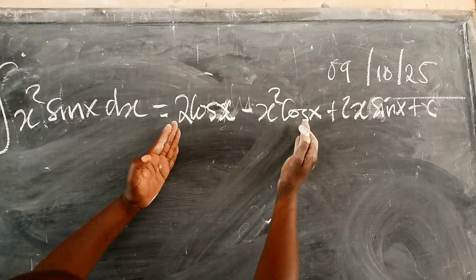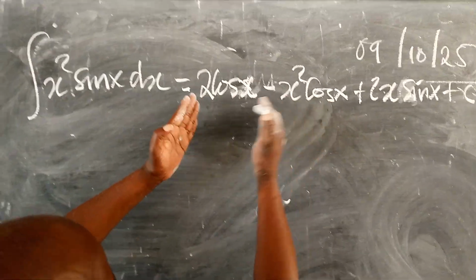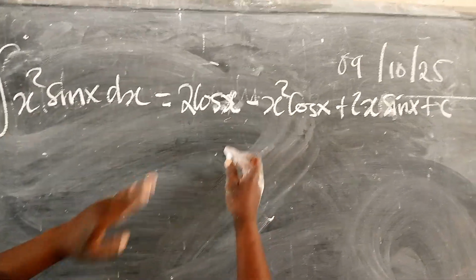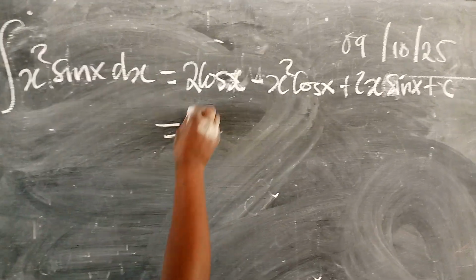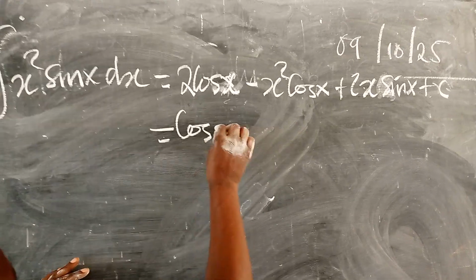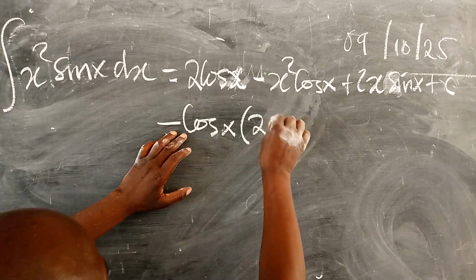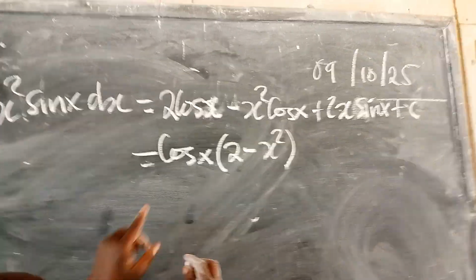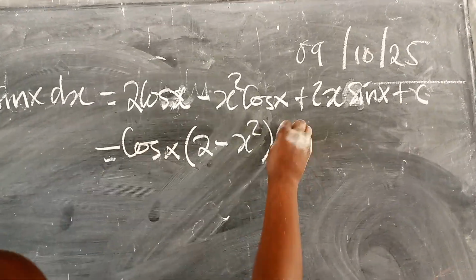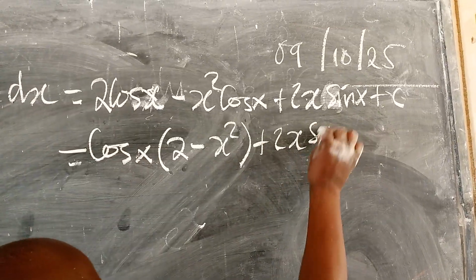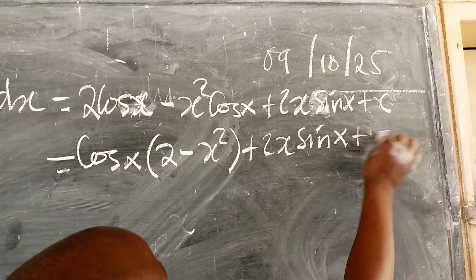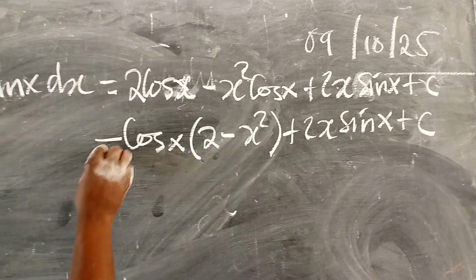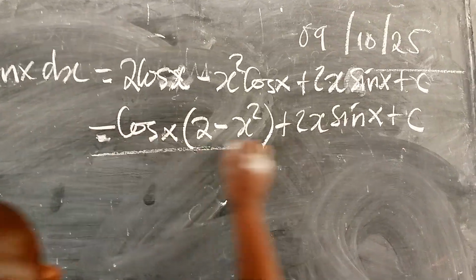Then in this one, I will take out cos x. Cos x comes out, I will have cos x bracket 2 minus, remember, x squared bracket, because the cos x is out, plus 2x sine x plus c. So ladies and gentlemen, it means this is our final answer.